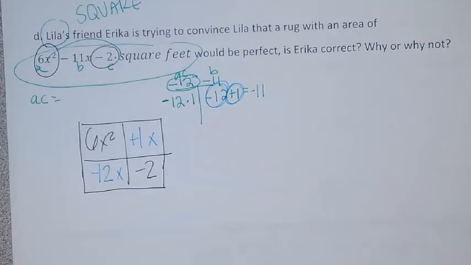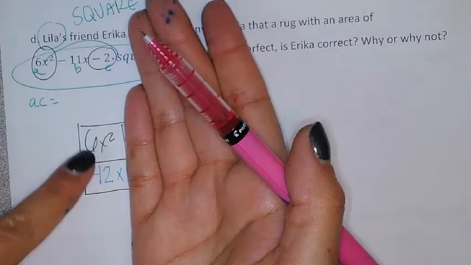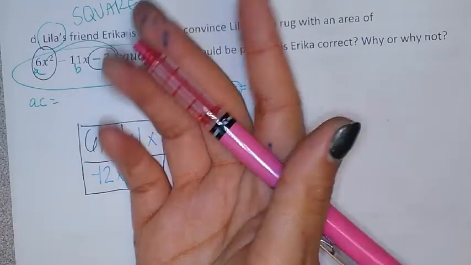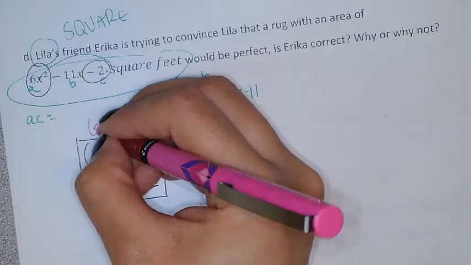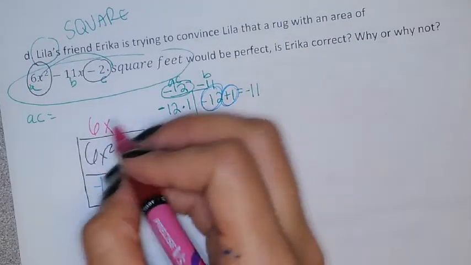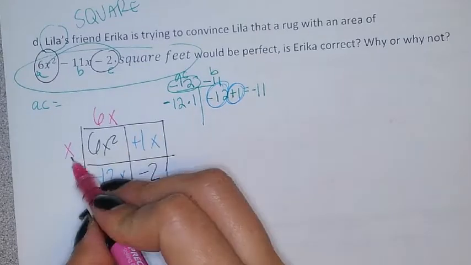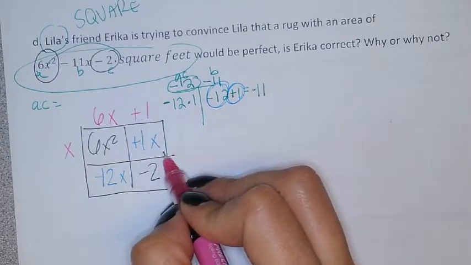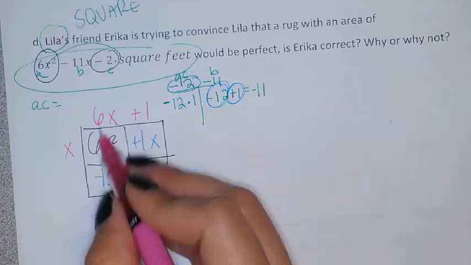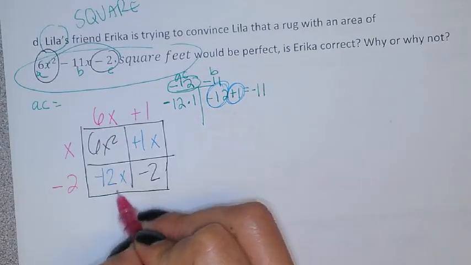Now I'm going to undo the box by getting the GCF of these two. The GCF between 6x squared and 12x would be 6x. Then from here I would do times x so that I can get x squared. If this is x, this has to be positive 1, so I can get 1x. X times what? This has to be negative 2 in order for me to get this negative 12x.